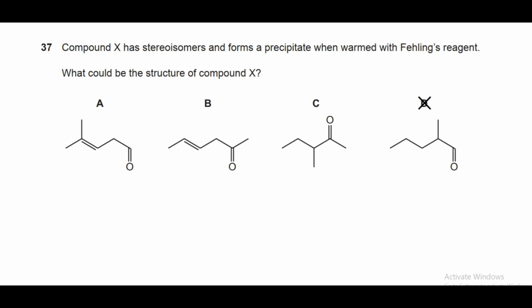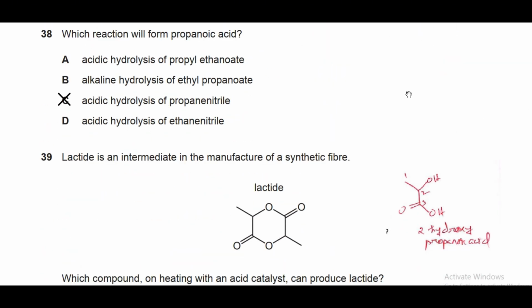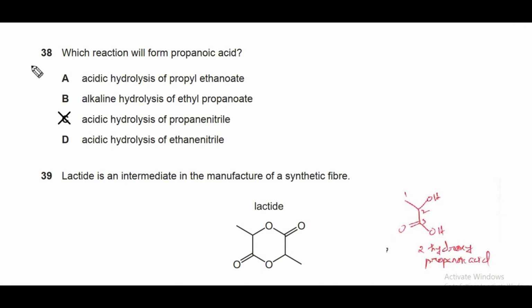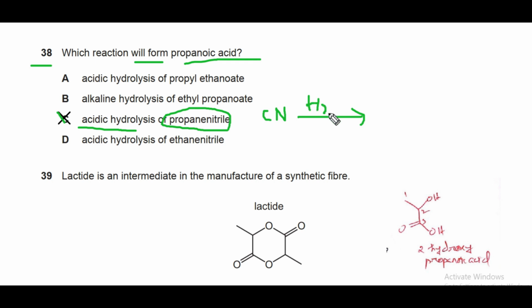Next 38. Which reaction will form propanoic acid? C is the right answer, acidic hydrolysis of propanenitrile. Propanenitrile is a CN compound, nitrile compound means CN compound. If you do acid hydrolysis, meaning water in the presence of acid H plus, the CN group is directly converted to a carboxyl group.